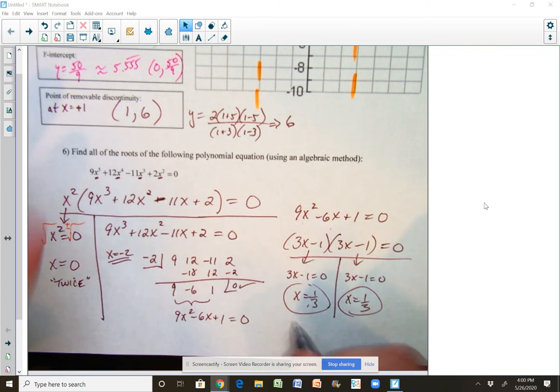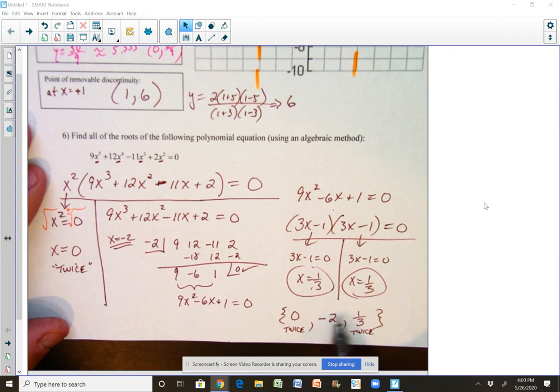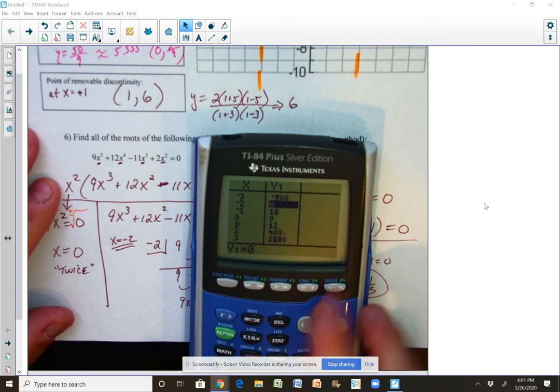So your final solution set to this, you get 0, and technically that's twice. You get -2, and you get 1/3, which is also technically twice. So even though there's 3 distinct x-intercepts, there's actually 5 roots. There's 2 here, 1 there, and 2 there. So just to go back to the picture, just to show you how it lines up.